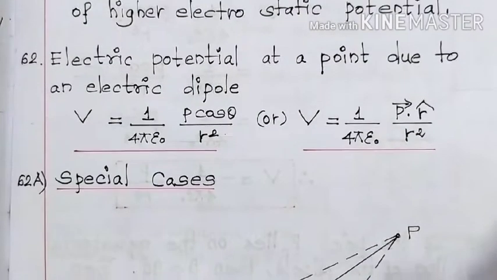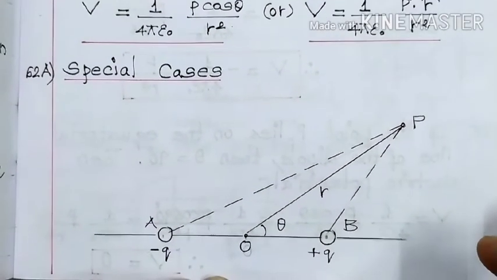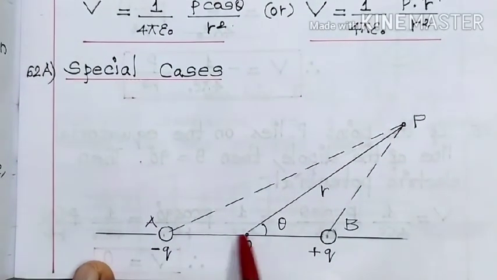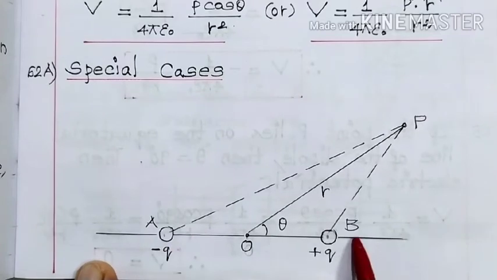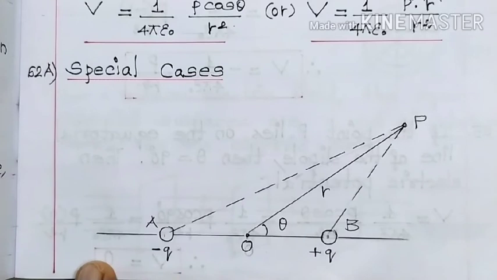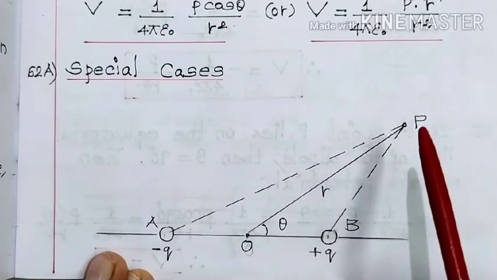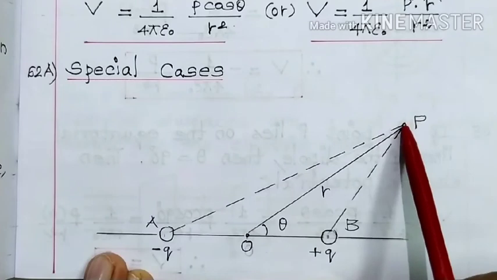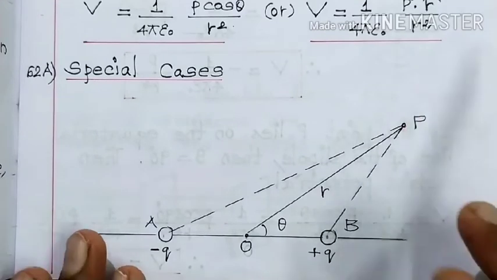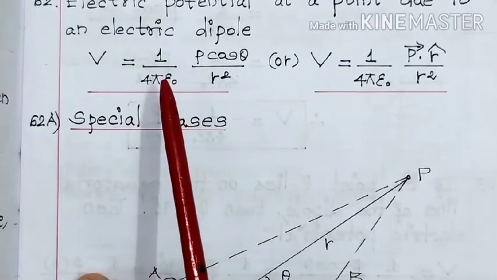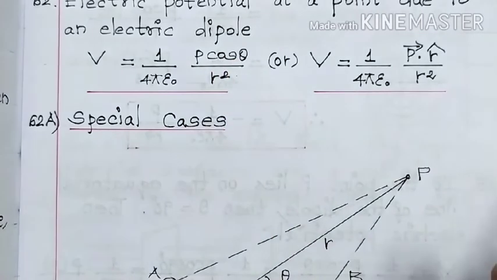Now special cases. Have a closer look at this diagram. I have drawn a line. On this line, I have marked minus q, plus q. This minus q and this plus q are separated by a small distance 2a. So this setup makes a dipole. From this dipole, I have taken a point named P somewhere over here. At this point, the electrostatic potential is, this is what the expression says, V is equal to 1 by 4 pi epsilon naught P cos theta by R square.